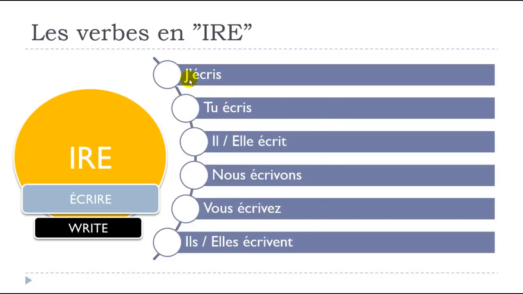Alright, so j'écris, tu écris, il écrit, elle écrit, nous écrivons, vous écrivez, ils écrivent, elles écrivent. So keep in mind that for écrire, the tricky thing will be to put this V for the plural form.